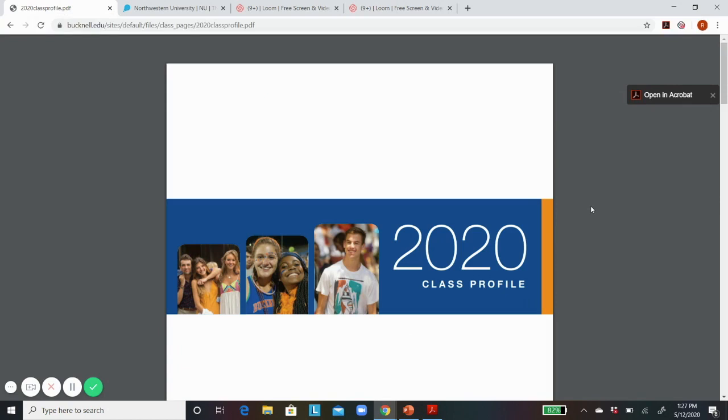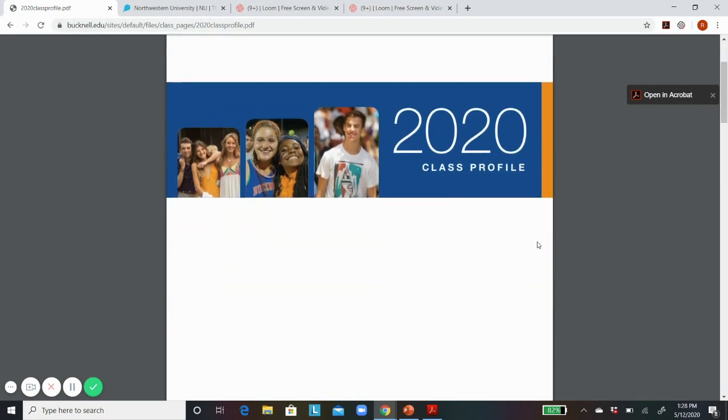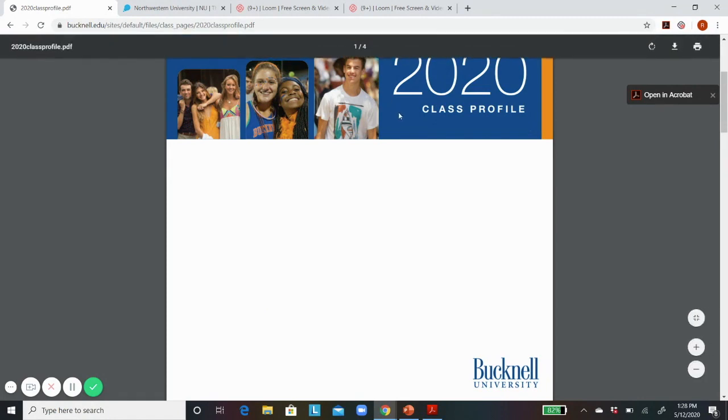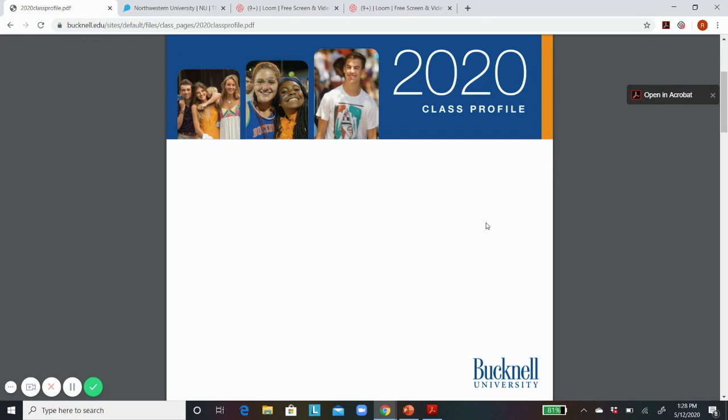We also talked about the freshman profile. And the way I found this one was I went to Google and I just Googled freshman profile for a specific school. And this happens to be for Bucknell University, located in Pennsylvania. The 2020 class profile is the incoming class, so it's for the high school graduation class of 2019.